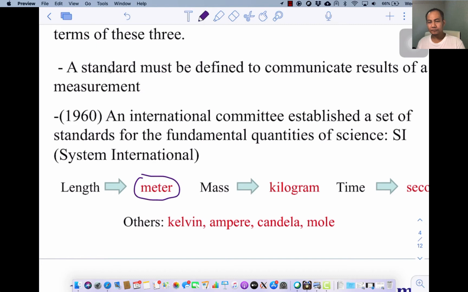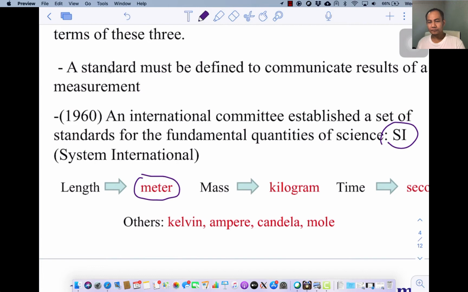This is the unit in the SI, affiliated from the System International. Yeah, so we have an international committee to make our life easier by setting the standard unit.